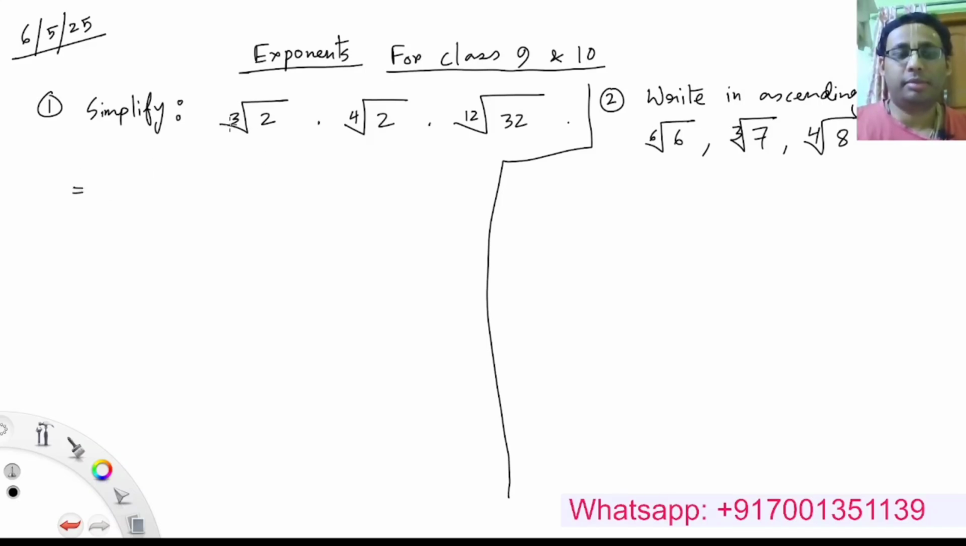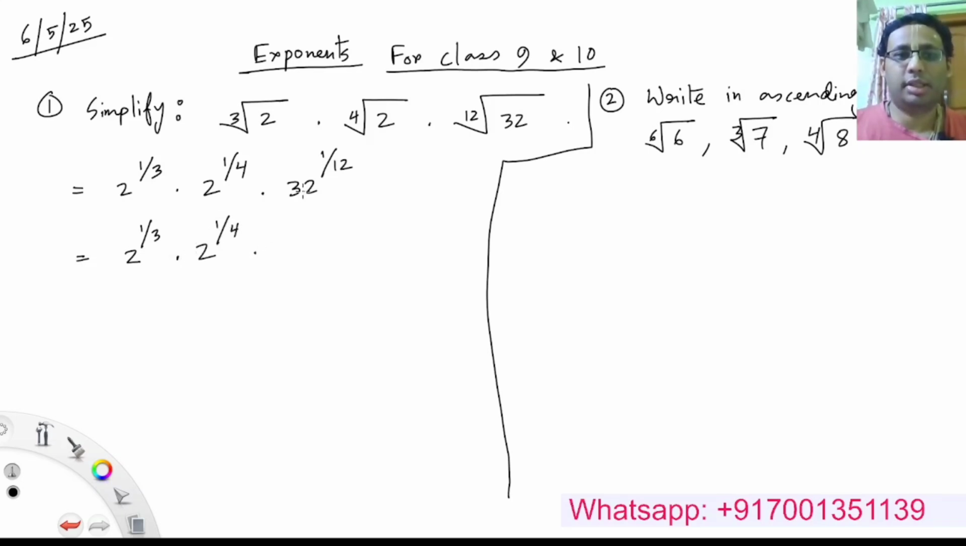3 to the power, again cube root of 2. So 2 to the power 1 by 3, that means that is coming. And now again 2 to the power 1 by 4 is coming. And then 32 whole to the power 1 by 12 is coming. So just like that, 2 to the power 1 by 3, just write that. And 2 to the power 1 by 4.